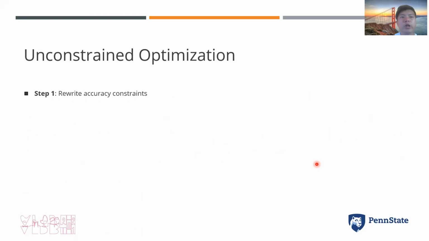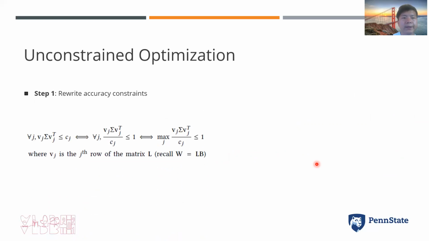The first step is that we want to transform it into an unconstrained optimization problem. That's why we need to rewrite the accuracy constraints. So for the variance being at most some target bound, we move it to the denominator. So it's equivalent to saying that the maximum of it is at most 1.